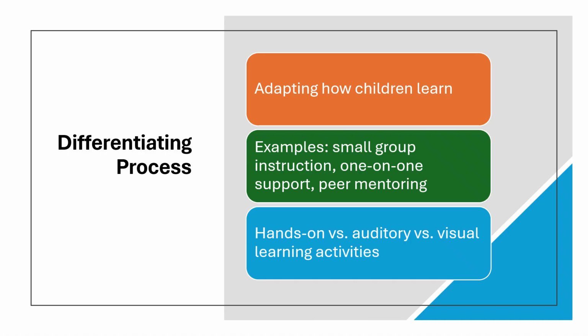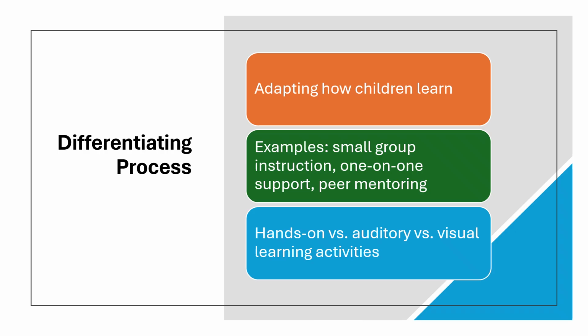Differentiating the process refers to modifying how children engage with learning activities. Some children may benefit from those hands-on experiences, and others may excel with visual or auditory instructions. Small group and one-on-one instruction also can allow teachers to provide more targeted supports. Peer mentoring can be effective, which involves pairing children that have complementary skills. Rotating learning centers and small groups can provide varied experiences and accommodate different learning styles.